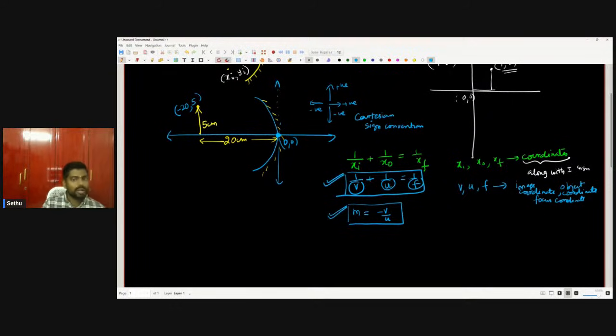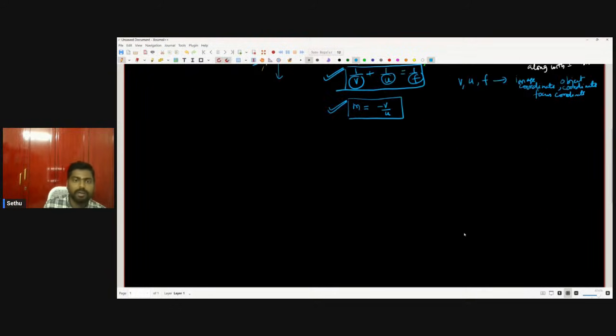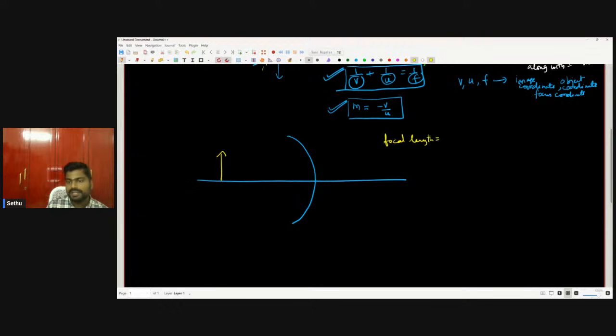Okay, I'll give you a small example. Typically, when you're given a problem like this, supposing you have a problem like this. Okay, let us say this is a concave mirror and the focal length is 10 centimeter. I'm just giving an example. Okay, let us say this distance is 30 centimeter and this is 2 centimeter. Right? And the focal length is 10 centimeter. So typically you'll be given a problem like this.